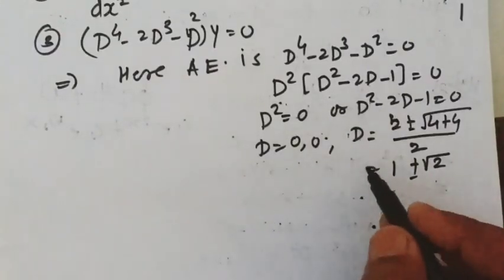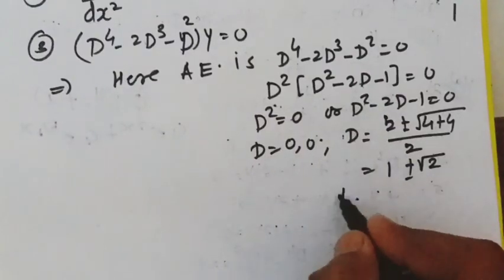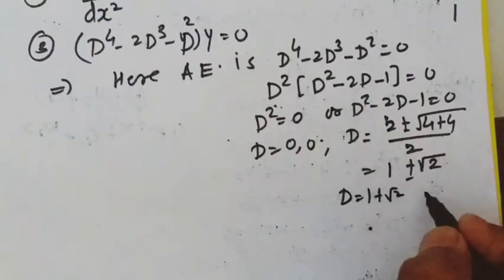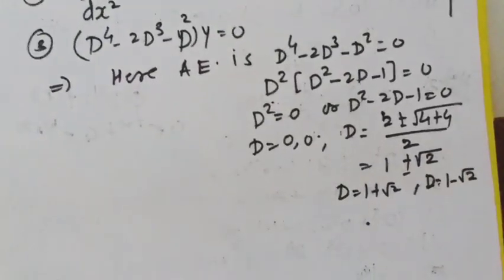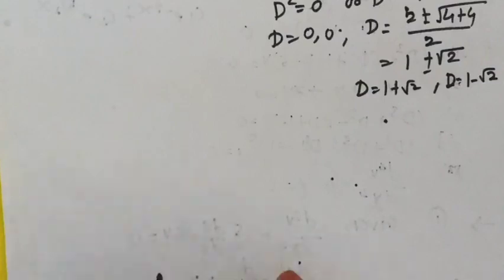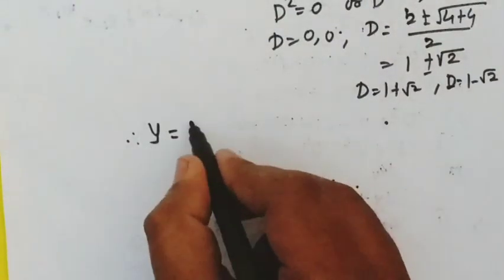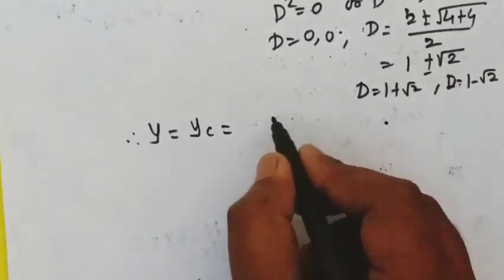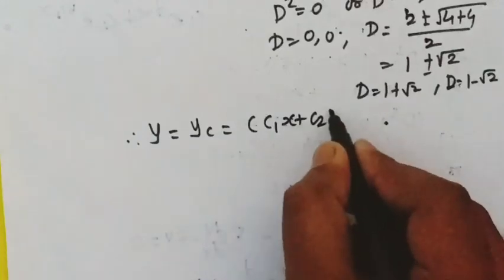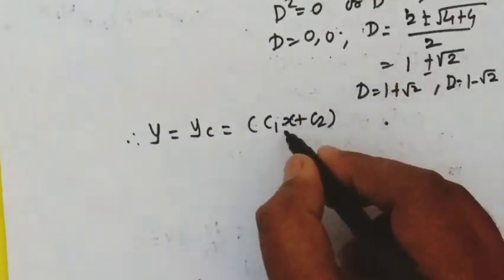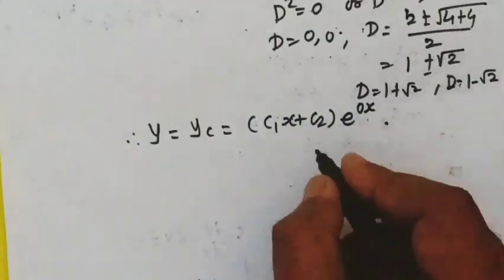So total 4 roots we have. All the roots are real. 1 plus root 2 is a real number, and 1 minus root 2 is also a real number, and 0 is the root repeated twice. So one root is repeated twice. Therefore the general solution yc: 0 is repeated twice, so the constants for 0 will be c1x plus c2. 0 is repeated twice means two constants into e raised to 0x, which later becomes 1.